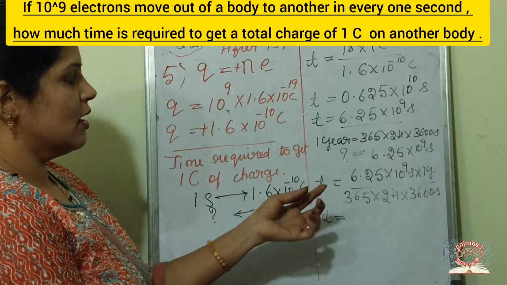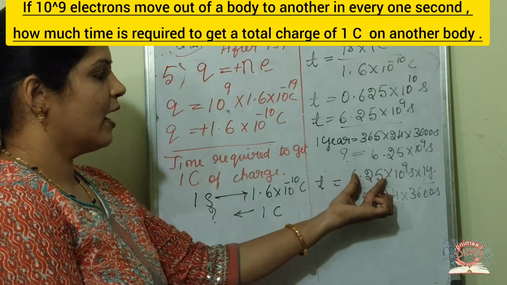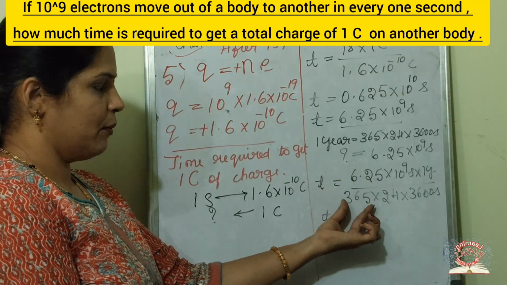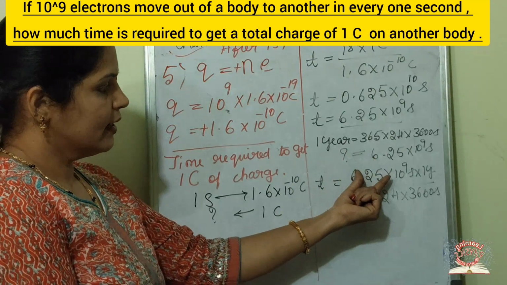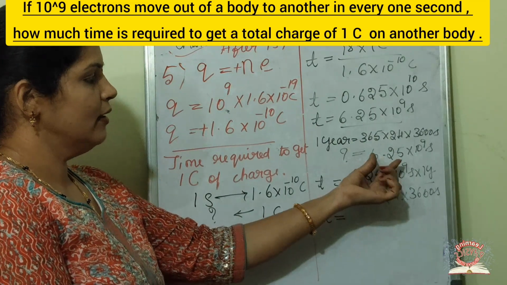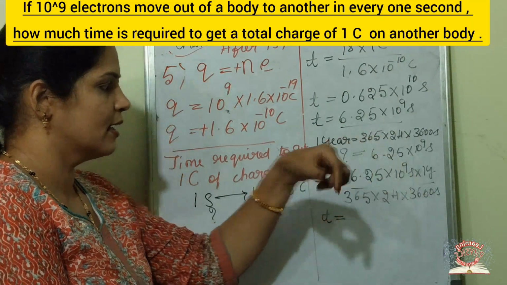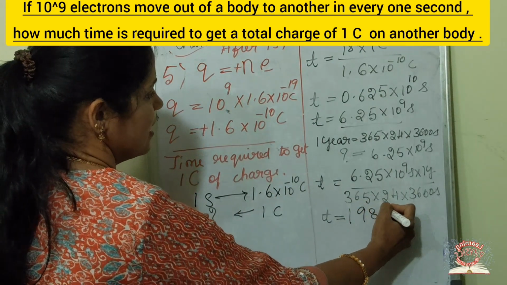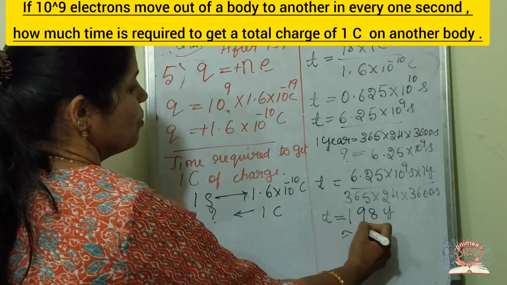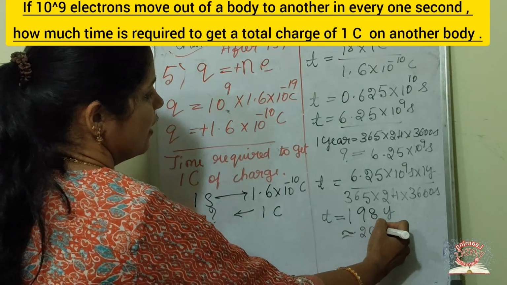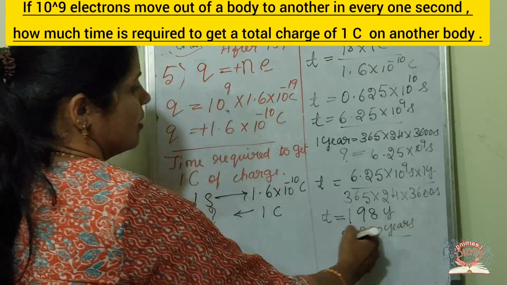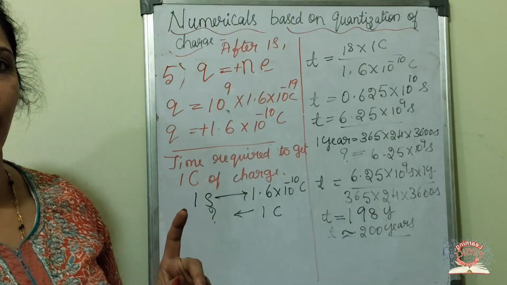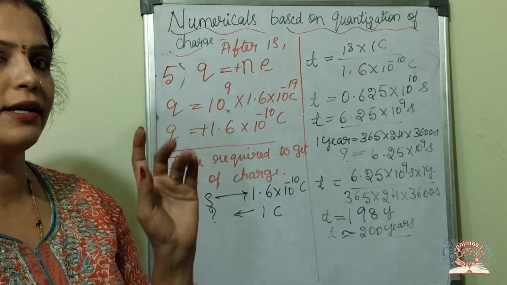First take the calculator and write 6.25. Divide 6.25 by 365 in your calculator. Now you are going to get one number, right? Divide that number by 24. Again, divide that number by 3600. So the answer is 198 years, or nearly 200 years. So that means to have 1 coulomb of charge, the body takes 200 years.